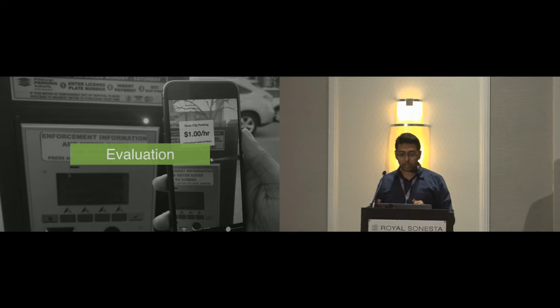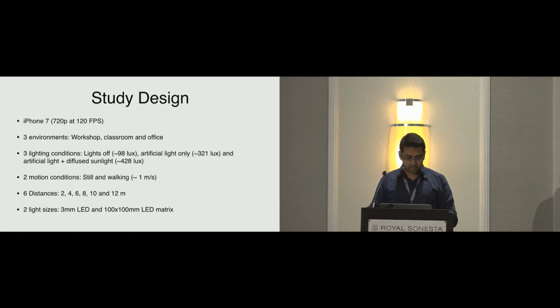Now let's go over the evaluation protocol of our system. What we do is we use an iPhone 7 sampling at 720p and 120 frames per second for our system. We evaluate our system in 3 environments: a workshop, classroom, and office, across 3 lighting conditions: lights off, artificial lights only, and artificial light with diffuse sunlight. We capture this data across 2 motion conditions: still and walking. All this across 6 distances ranging from 2 meters to 12 meters. We do this for 2 LED sizes to see the effect of size on our data capture rate, which are a 3 millimeter LED and a 100 by 100 millimeter LED matrix.